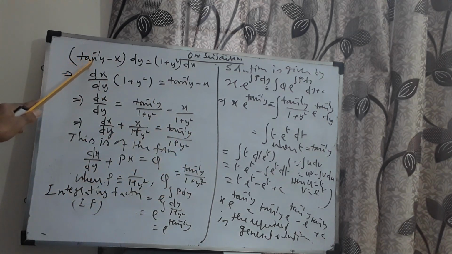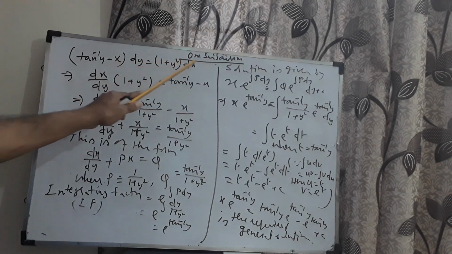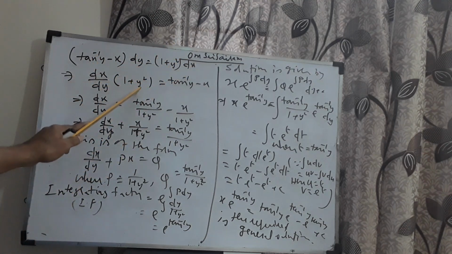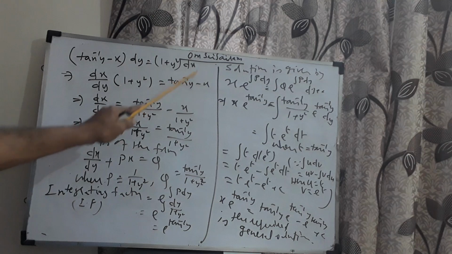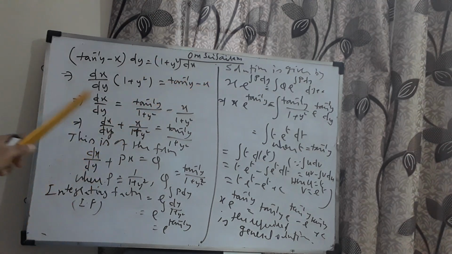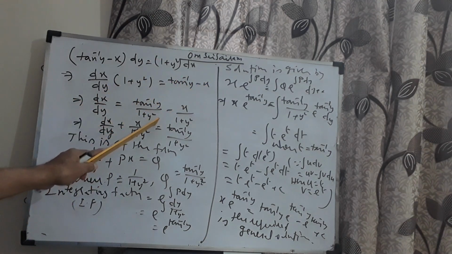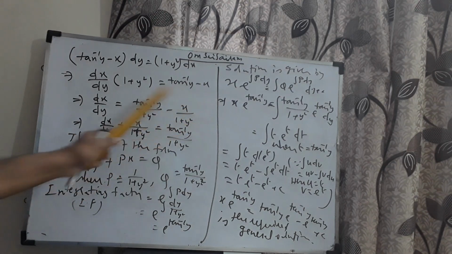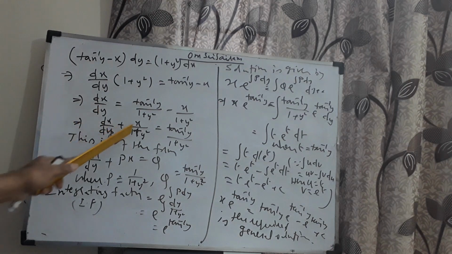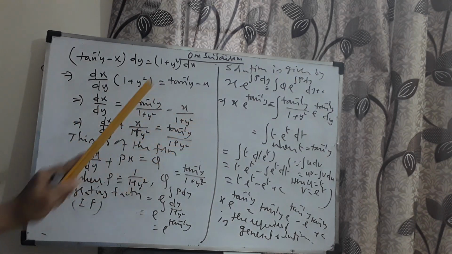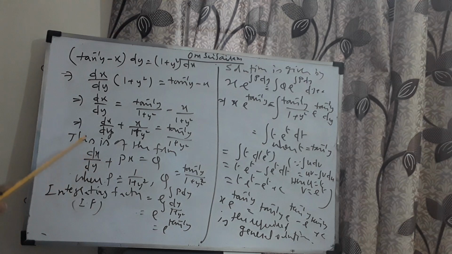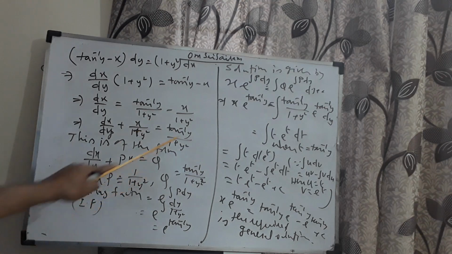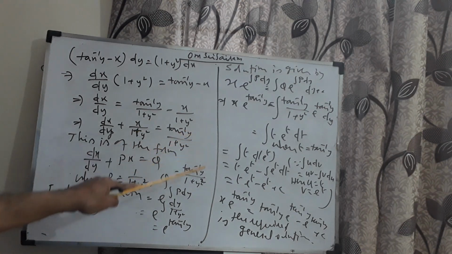I repeat, (tan inverse y minus x) dy is equal to (1 plus y square) dx. dx by dy into (1 plus y square), I am taking dy to the other side, is equal to tan inverse y minus x. I am dividing by 1 plus y square throughout. Now tan inverse y by 1 plus y square minus x by 1 plus y square will be my right hand side. Bringing this to this side, dx by dy plus x by 1 plus y square is equal to tan inverse y by 1 plus y square. This is of the form dx by dy plus px equal to q, where p is 1 by 1 plus y square. Other than x, whatever is there is my p. The quantity on the right hand side is nothing but q.